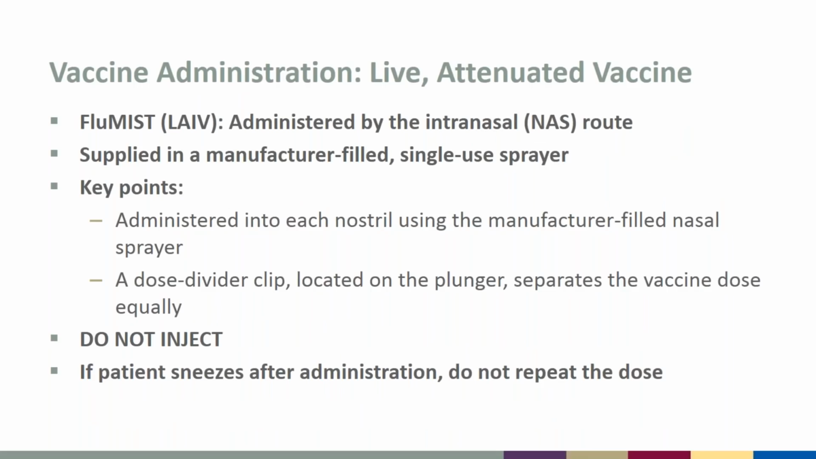Also available this year is the live attenuated vaccine. FluMist, or LAIV, is administered by the intranasal route. It's supplied in a manufacturer-filled single-use sprayer. Key points are that it is to be administered in each nostril using this manufacturer-filled nasal sprayer. There is a dose divider clip on the sprayer, so you would administer up to the dose divider clip into one nostril, remove the clip, and then administer the rest of the vaccine in the other nostril. So this is definitely a vaccine that is supposed to be given intranasally.